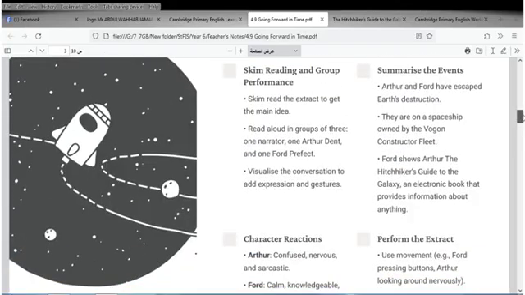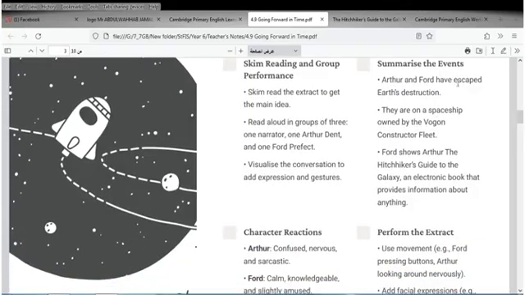If you want to summarize the events, Arthur and Ford have escaped the Earth's destruction, and they are on a spaceship owned by the Vogon Constructor Fleet. Ford shows Arthur the Hitchhiker's Guide to the Galaxy, which is an electronic book that provides information about anything.